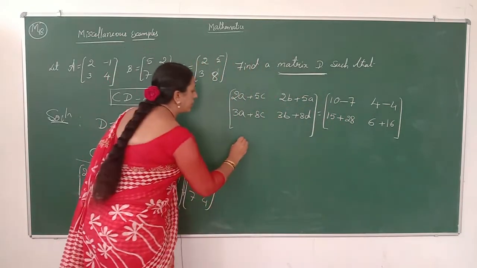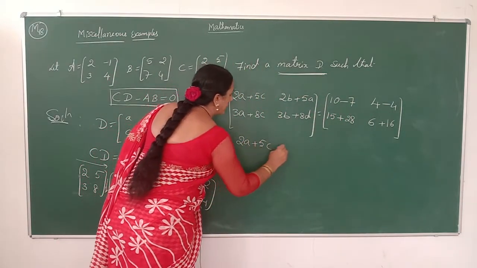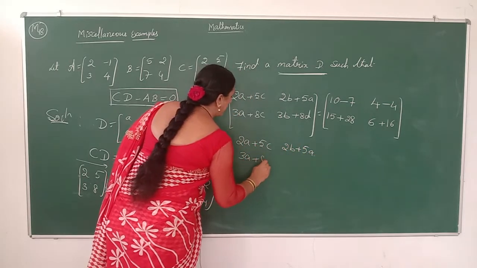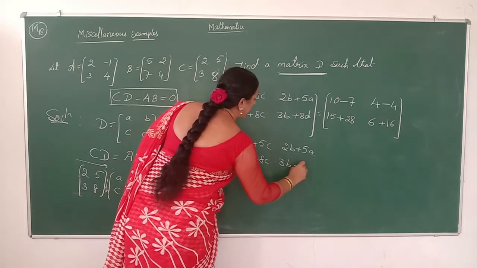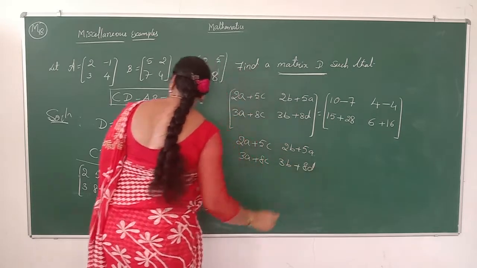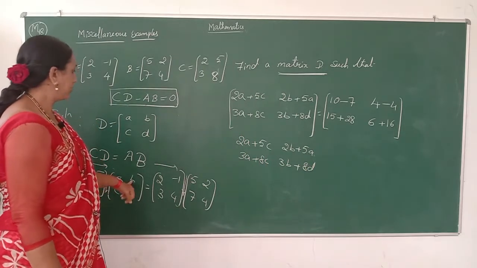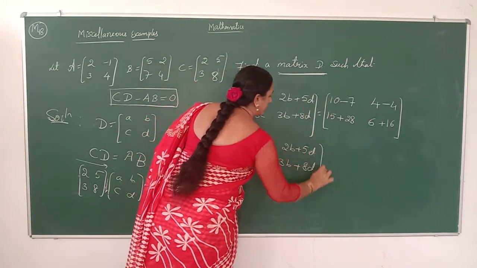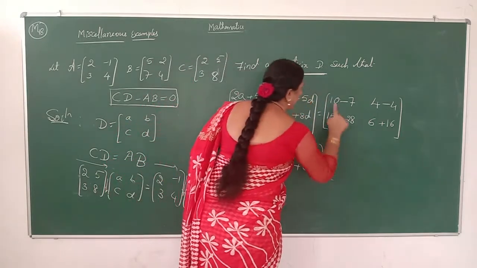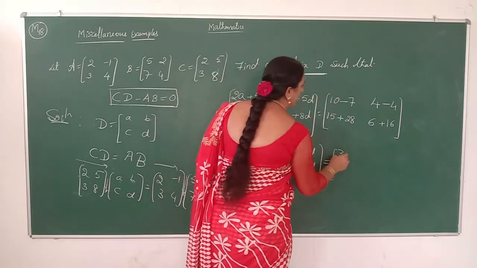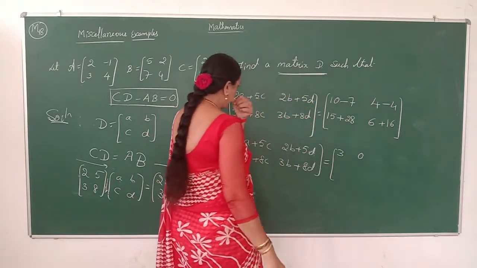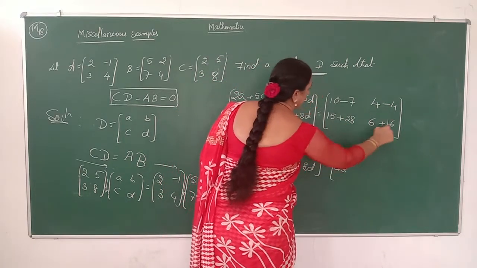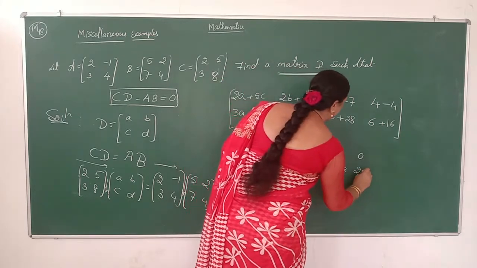So, simplified: 2A plus 5C, 2B plus 5D, 3A plus 8C, 3B plus 8D. It will be equal to 10 minus 7 is 3, 4 minus 4 is 0, 15 plus 28 is 43, 6 plus 16 is 22.